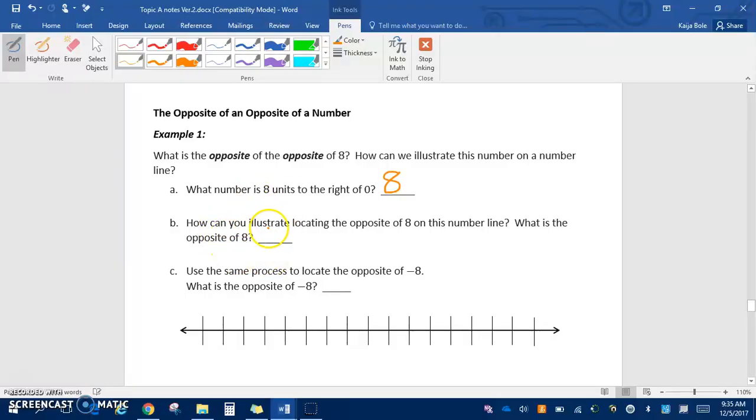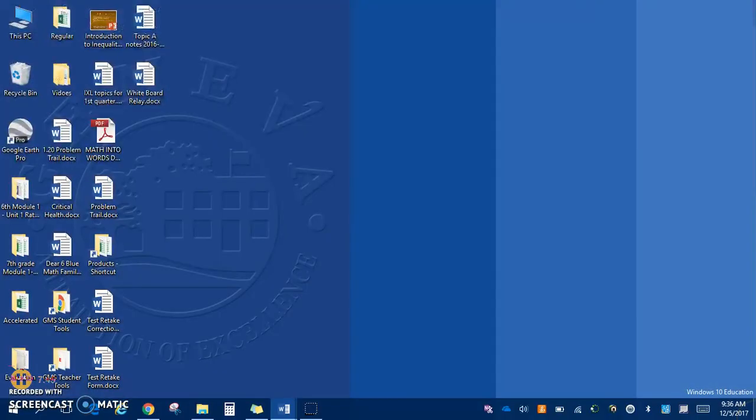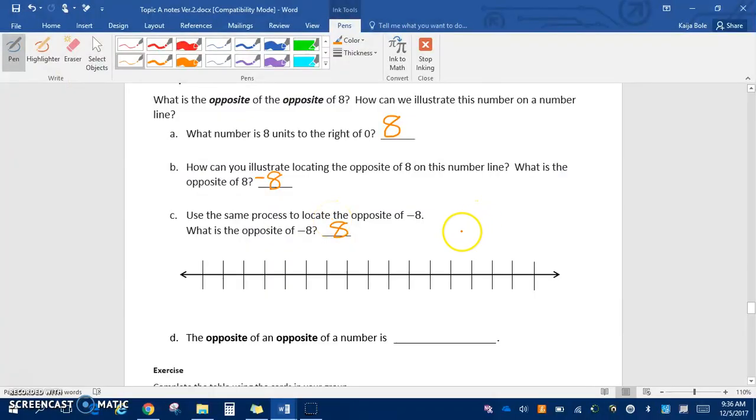Part B says, how can you illustrate locating the opposite of 8 on this number line? And it says, what is the opposite of 8? So we know the opposite of 8 is negative 8. Right? And then part C asks, what is the opposite of negative 8? We know that would just be 8. Okay? So, if we look at part D, it says the opposite of an opposite of a number is simply just the number you started with.